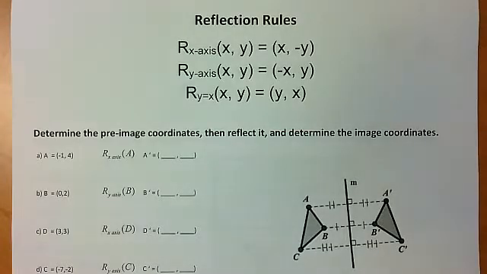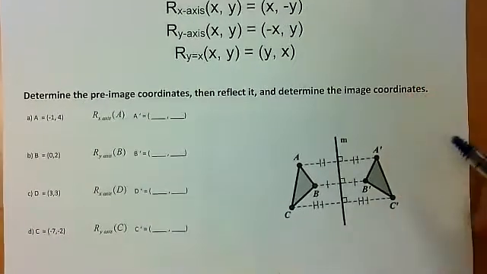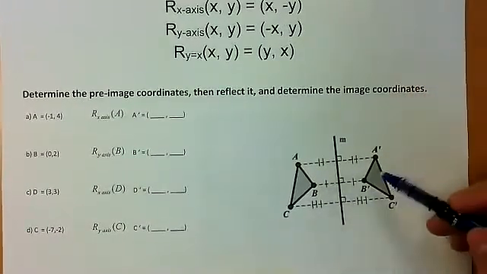Hey everybody, so today I'm going to be showing you how to use our reflection rules, our rotation rules, and how to carry out a translation given a pre-image or image on a coordinate plane. So last class we went over the properties of each of these isometric transformations, also known as rigid motions. And here in this diagram you can see a reflection being carried out.